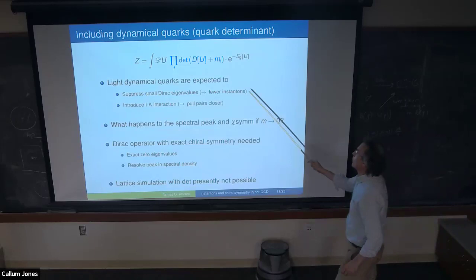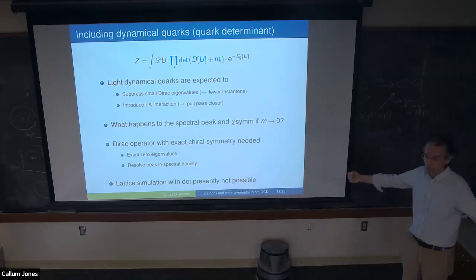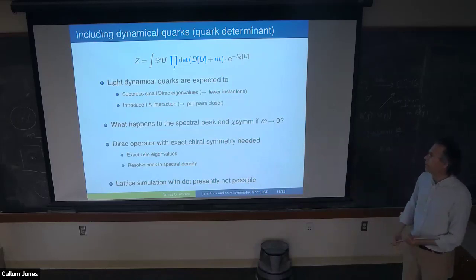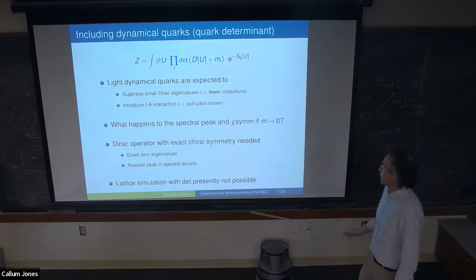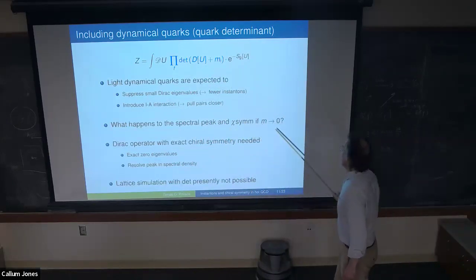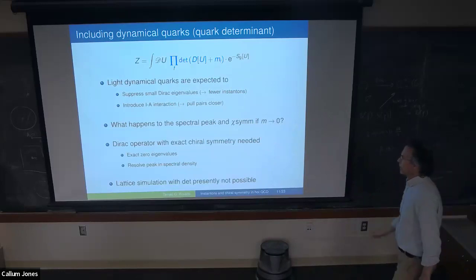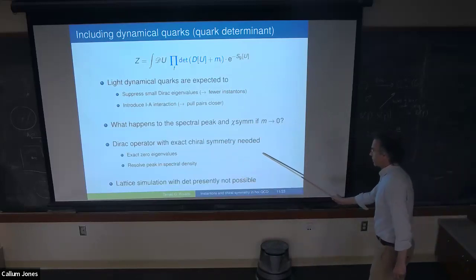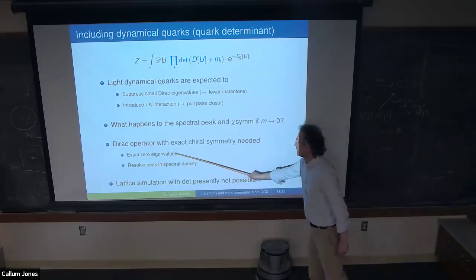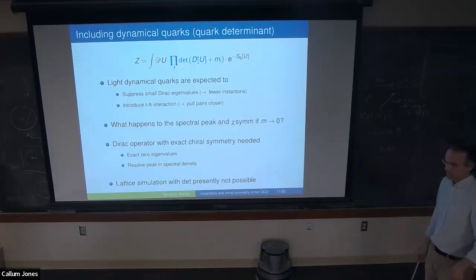So the determinant will want to pull them together to have larger eigenvalues instead of small eigenvalues when they are far away, right? So the question is, what happens to the spectral peak? And what happens to chiral symmetry if I put back the determinant and take the quark mass to zero? And for that, we need a Dirac operator with exact chiral symmetry, because we need the exact zero eigenvalues, and we have to resolve the peak in the spectral density, this spike. This is something that I told you already.